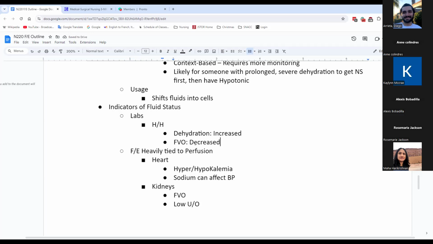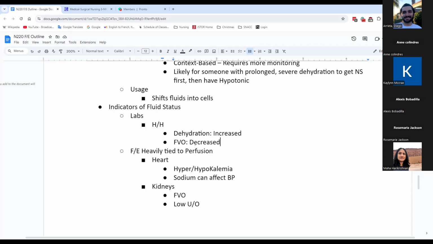So your H and H, think of it kind of as your concentration of red blood cells compared to your blood. When you're dehydrated, imagine a cup of blood. You have less fluid and more of the actual cells, so you're increased. When you have too much volume, your red blood cells stay the same. Your hemoglobin's typically going to stay more stable, unless you have other things going on, and it's your fluid that you're playing around with.